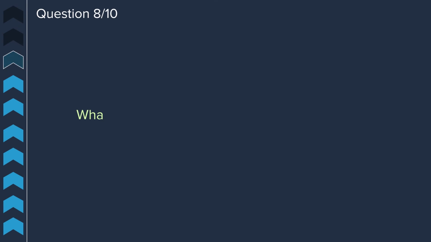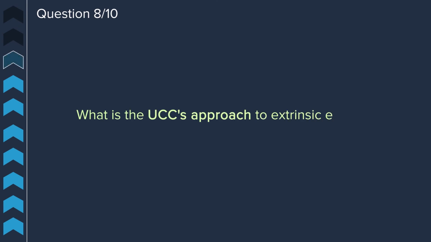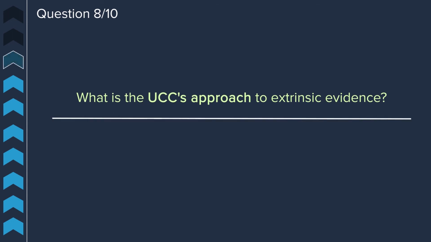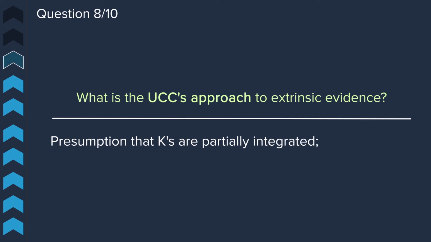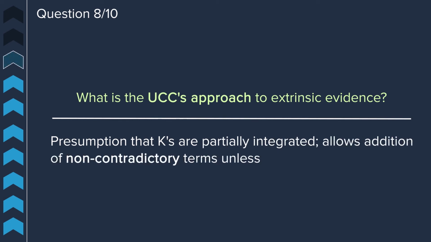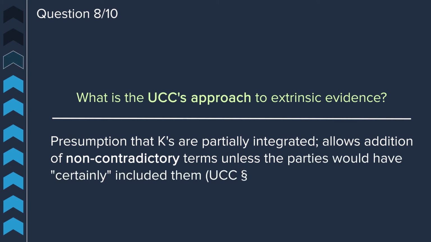Question 8. What is the UCC's approach to extrinsic evidence? The UCC presumes that contracts are partially integrated, meaning they allow the addition of non-contradictory terms unless the parties would have certainly included them. And this is in UCC 2-202.